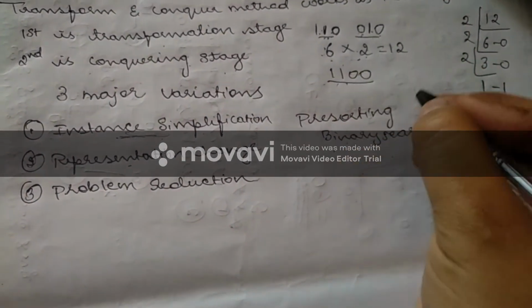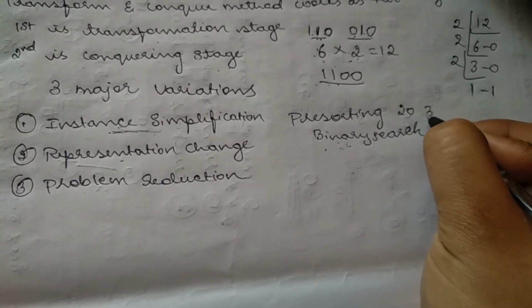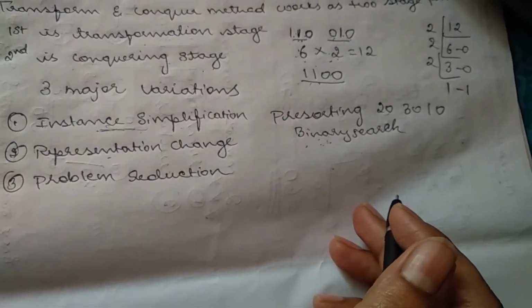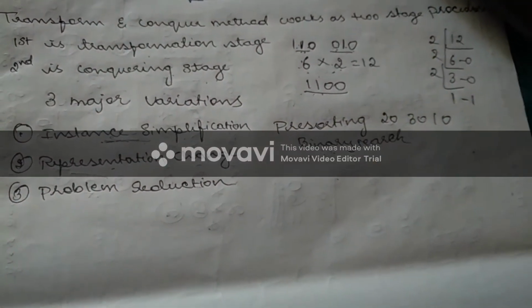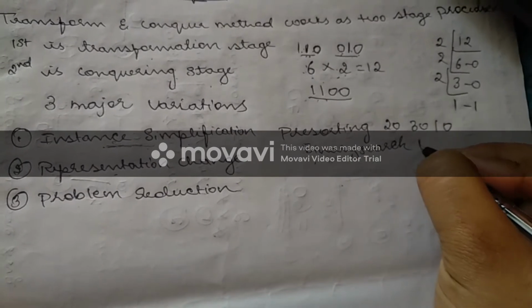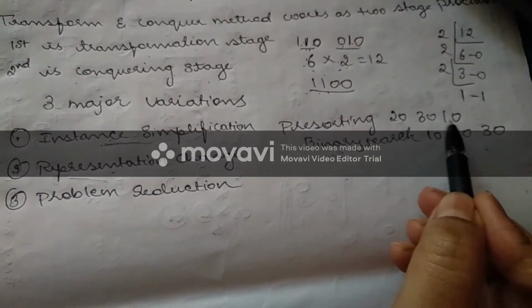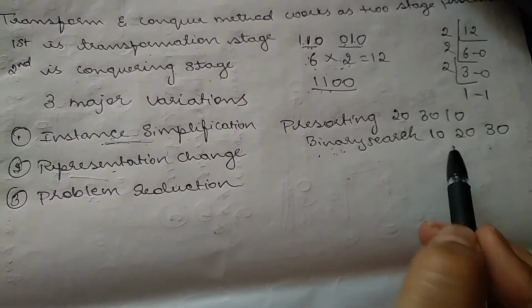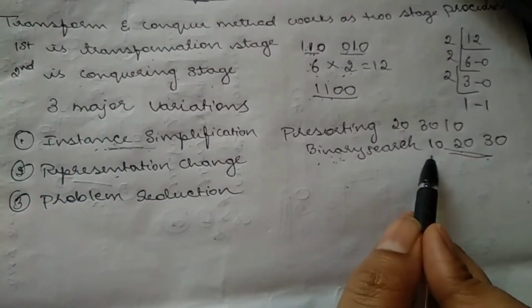See, for example, the array elements are given as 20, 30 and 10. Now you have to find the key element, but this is not possible because it is unsorted. So I'll just make it 10, 20 and 30. I'm not changing any of the elements, I'm just changing the order, that's it. This is called transformation. This is instance simplification.